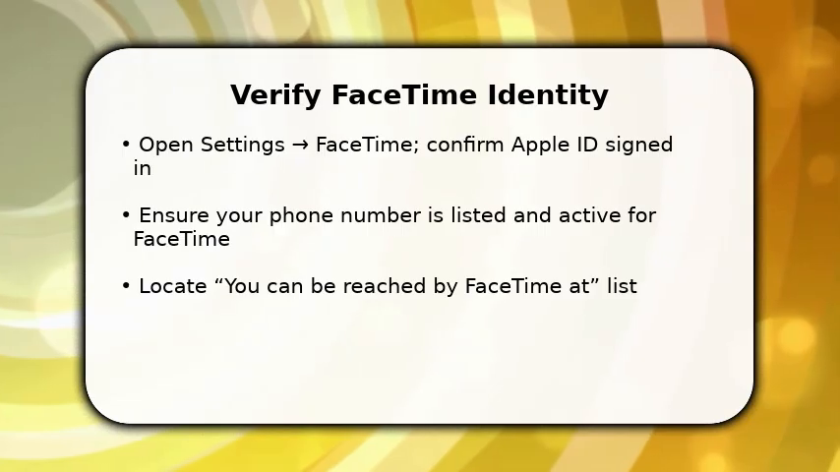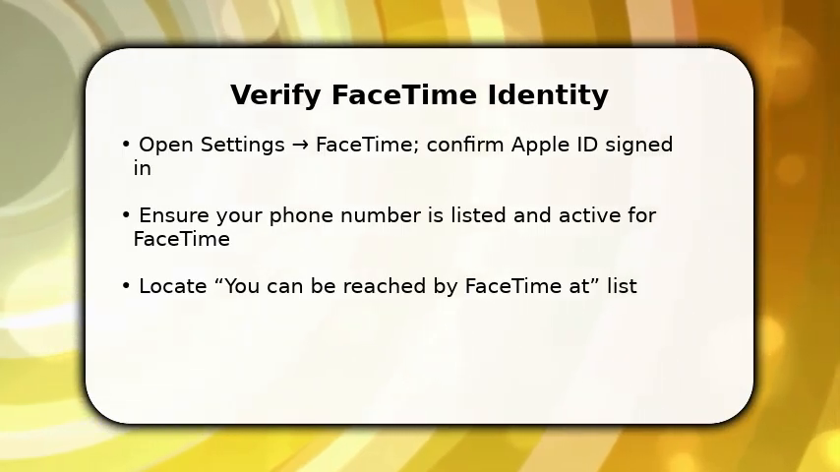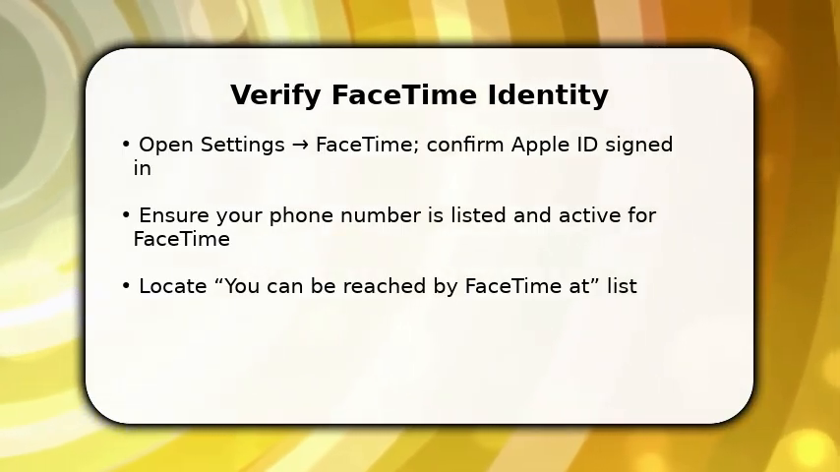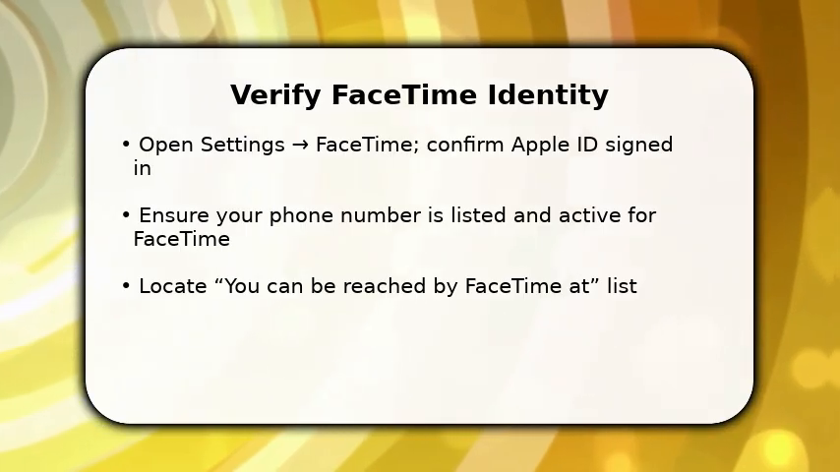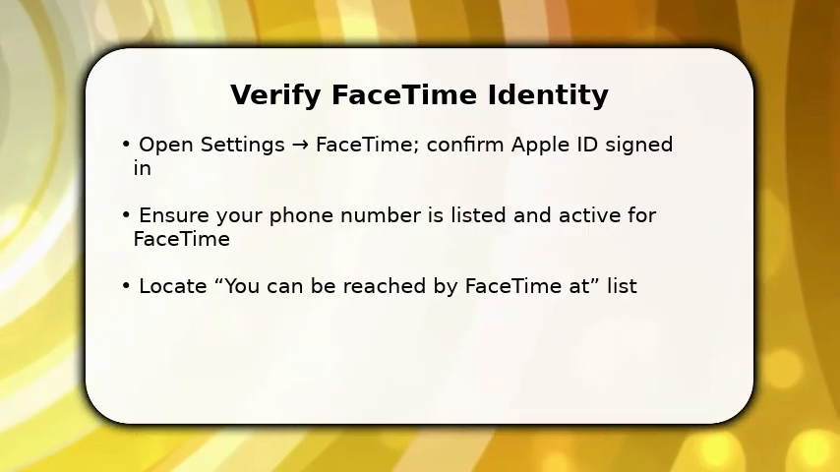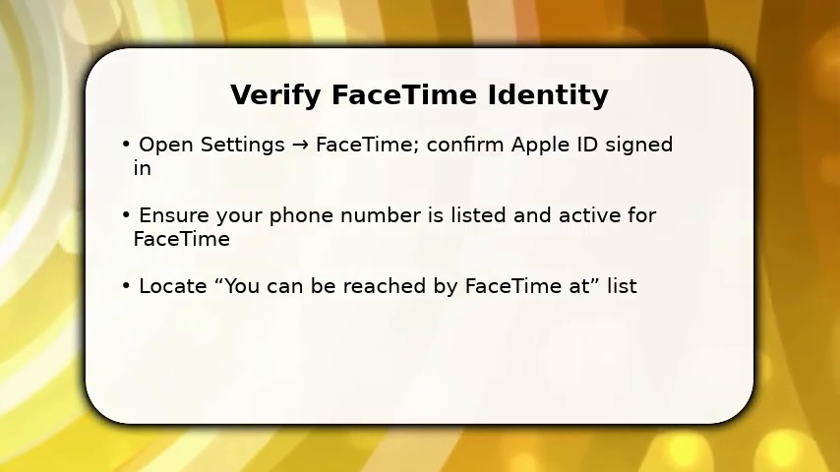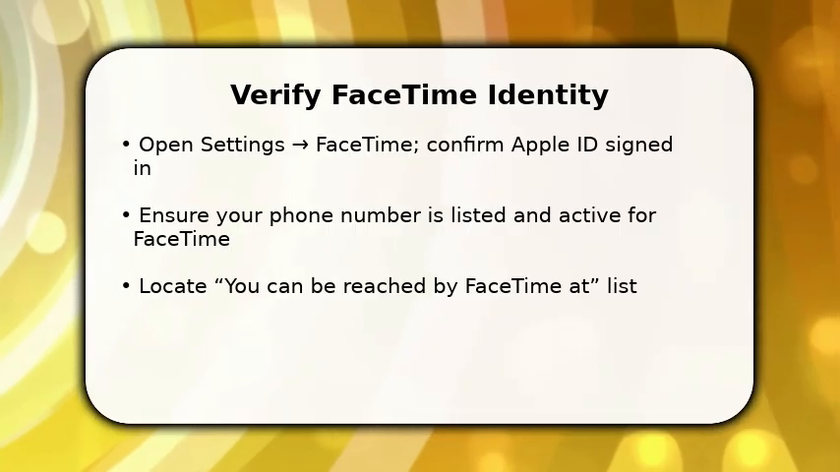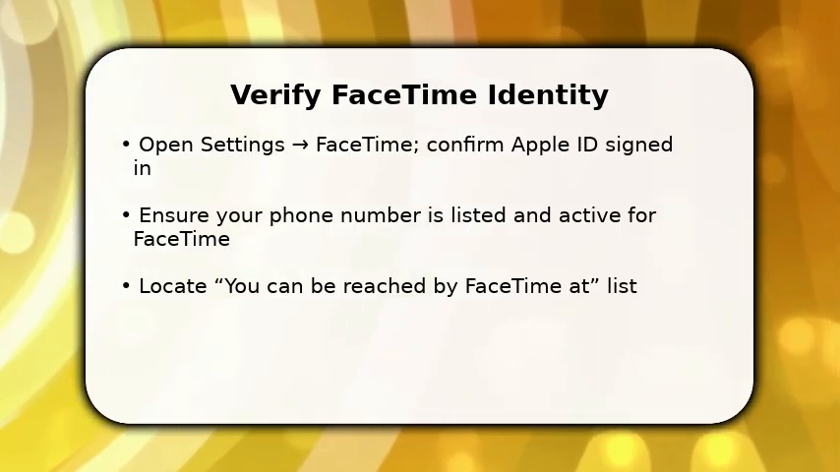You're starting in the right place. Settings. Open FaceTime and confirm the Apple ID shown at the top that controls which emails appear. Once done, look at "You can be reached by FaceTime at." Make sure your phone number is enabled and visible. This lets you remove email addresses without losing reachability.